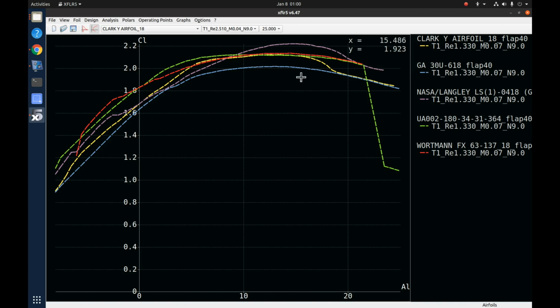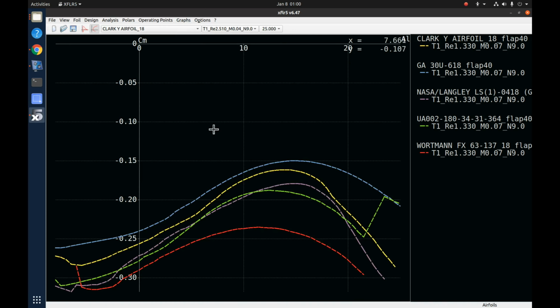Let's go ahead and take a quick look at coefficient of moment. As you'd expect with the flaps deflected, you get a far higher coefficient of moment. Remember, we were up around 0.08 or something like that for the airfoils we were really interested in, and now we're way down here. Now Harry Riblet's still has the best coefficient of moment. And then the Clark. And then amazingly, the NASA Langley is actually doing pretty good out here at stall.